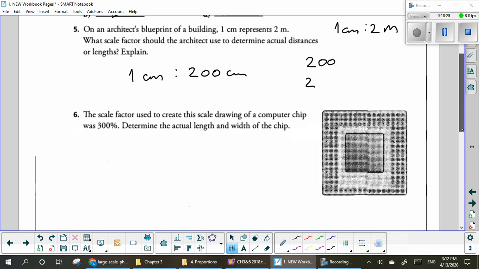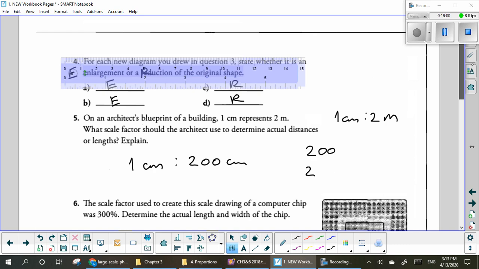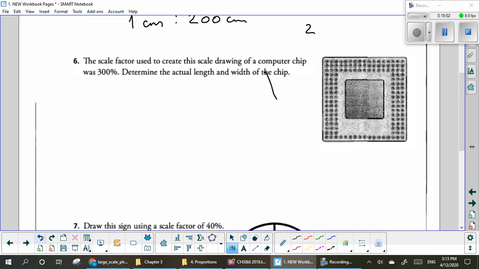All right, moving on to number 6. It says the scale factor used to create the scale drawing of a computer chip was 300%. Determine the actual length and width of the chip. So 300% means that this is an enlargement. So this chip here that we're looking on the side, it's not going to be that size. It's going to be way smaller. So 300%, we would actually have to know right now how big this chip is here. So I loaded up a ruler.